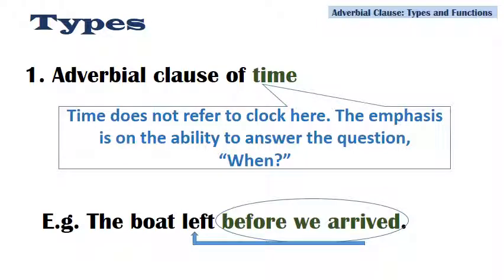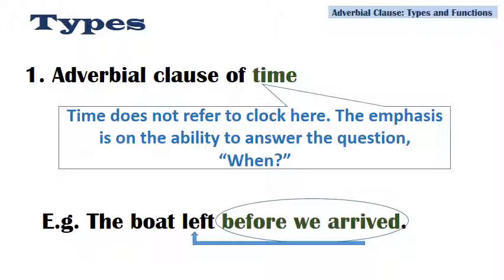We look at the types. We start with the first type, which is the adverbial clause of time. Since the adverbial clause pays attention to the action in a sentence, the adverbial clause would say more about the time of action, the time that the action occurred. So it doesn't matter what other element we have in the sentence. As far as the adverbial clause is concerned, the focus is what time.